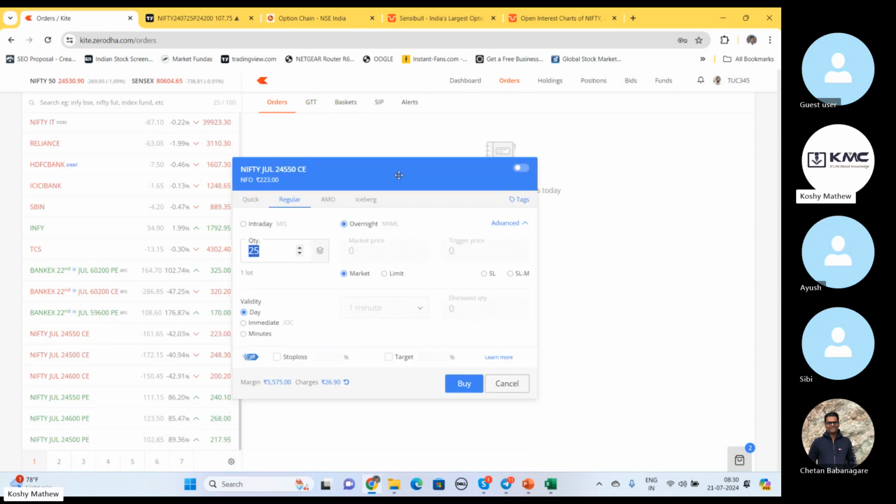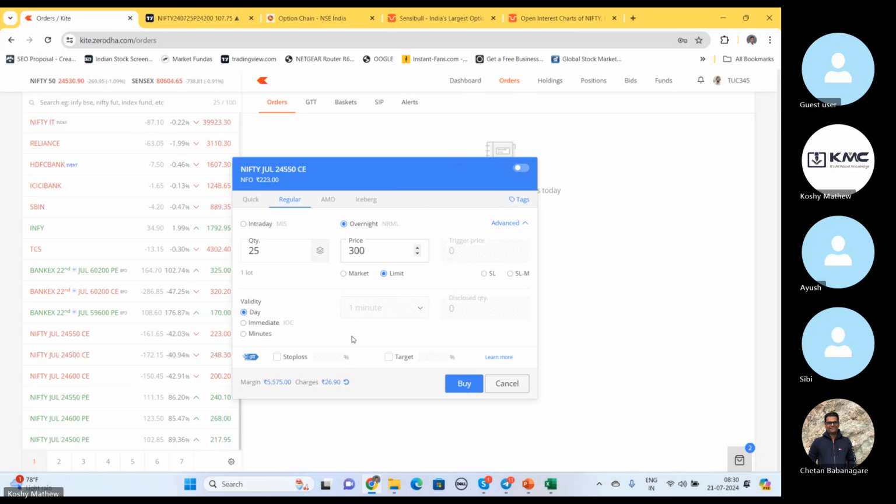Okay, see, 25 you got it. You bought it at 223. Market went up to, for example, 300. What you'll do, you'll put a stop loss in. There's an option called GTT, Good Till Triggered.